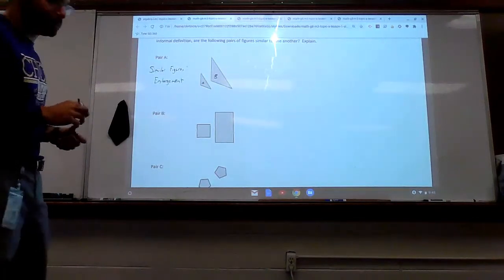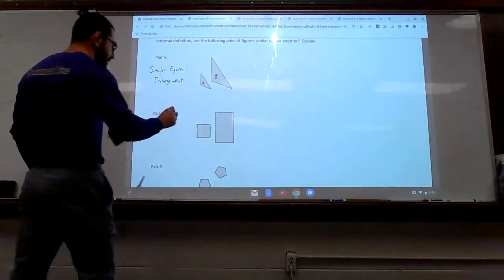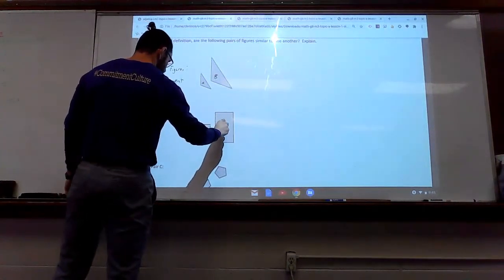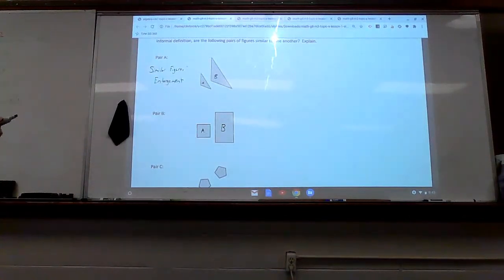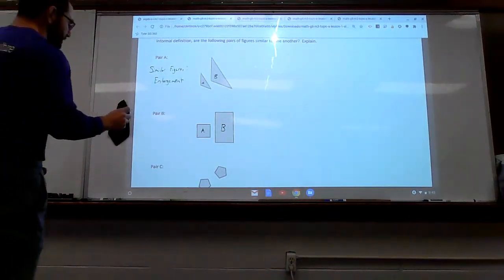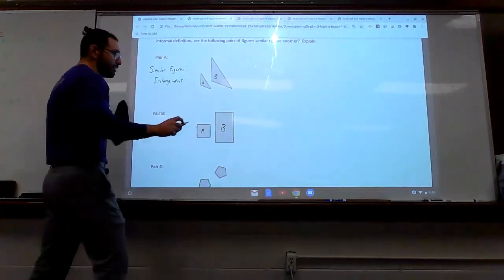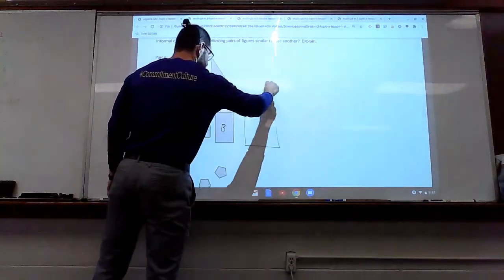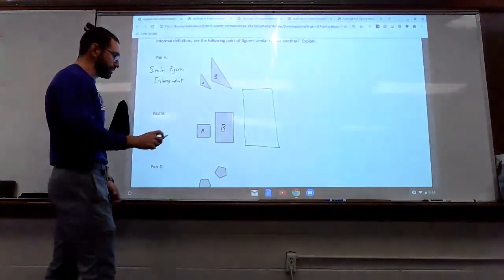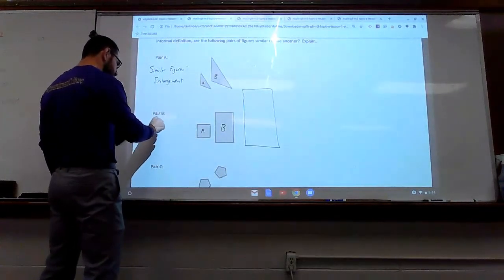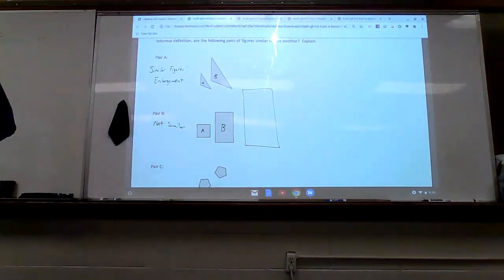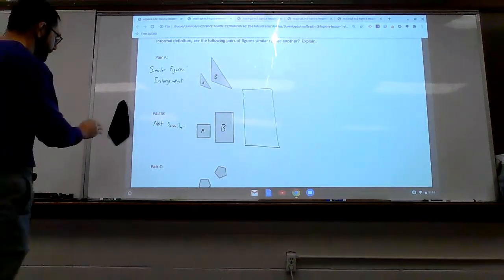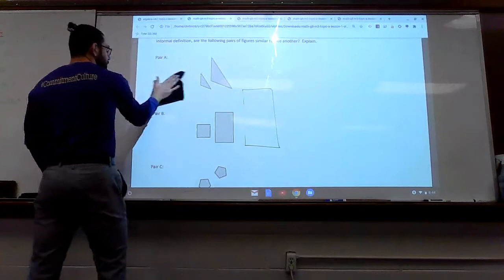What about letter B? So letter B has a square and a rectangle. So is a square the same shape as a rectangle? So this isn't the same as this. If I drew a bigger rectangle, this and this would be similar figures, but a square and a rectangle are not similar. Okay, a square and a rectangle are not similar, so that won't work for me. So moving on.